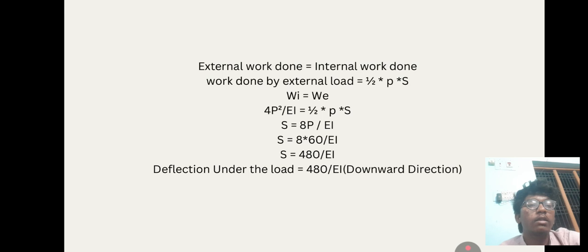8 into the load, and we know that the load is 60 kilonewtons. 8 into 60 by EI. 8 6s are 48, so 480 by EI. Deflection under the load is 480 by EI.